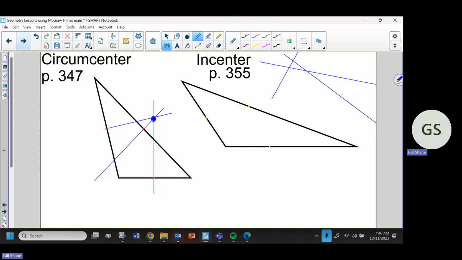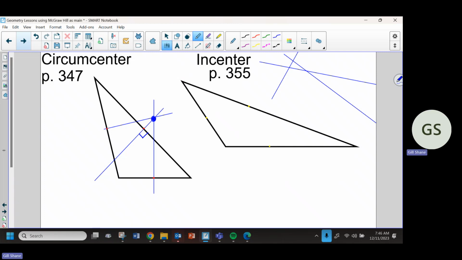So that's called, again, 347. It's in your book, so you can take whatever notes you want. It's called the circumcenter. So all of these lines, now, this is an exception to the other thing too. All of these lines are drawn, you notice these are not drawn from a vertex.